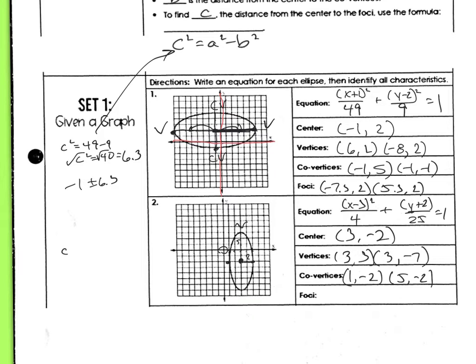Now the focal points. C squared is equal to big minus small, 25 minus 4, so 21. Square root of 21 is 4.6. So from the center, and our center is at 3, -2, we're going to have to add and subtract this 4.6 to the -2 because we want to go up and down. 4.6 from the -2. So our focal points are at 3, -6.2, and 3, 2.2.